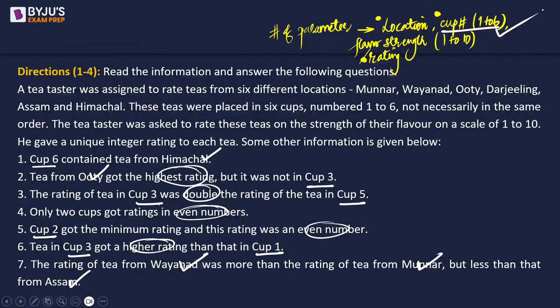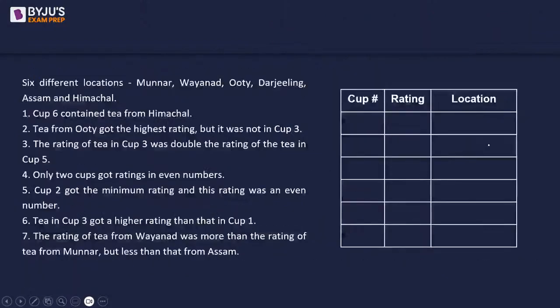So we will be drawing a table where cup number is going to be fixed. We are going to write down 1, 2, 3, 4, 5, 6 for the cup numbers. And then we will write down locations as the next column and rating as the next one, or this can be interchanged, okay? The sequence of parameters doesn't matter. So this is what we have. So I'll write down the cup numbers as 1, 2, 3, 4, 5, 6. Okay. Now the first statement says cup 6 contains tea from Himachal. So cup 6, Himachal, let's write it down.